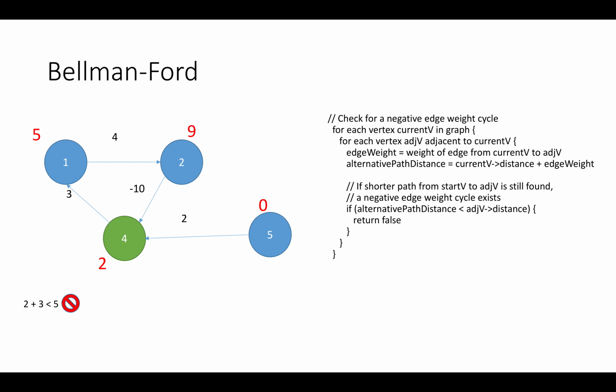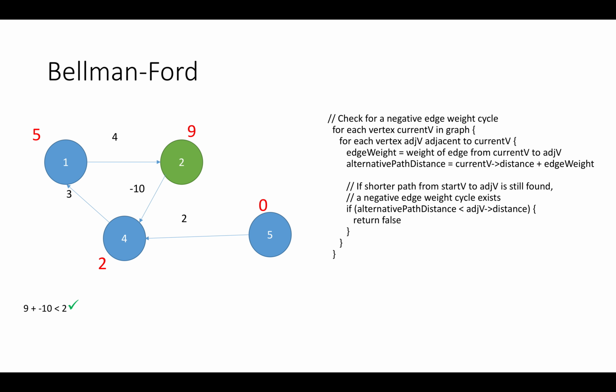Then we can move on to node 4. What we're checking here again is the total cost to get to node 4, which is 2. So we take 2 plus 3, is that less than 5? No, it's not, therefore we have not found a negative cycle yet. We move on to node 1. We take the cost to get to node 1, which is 5, plus the cost of the edge to its adjacent node, which is 4, and check to see if that's less than 9, which it's not, so no cycles have been found yet.